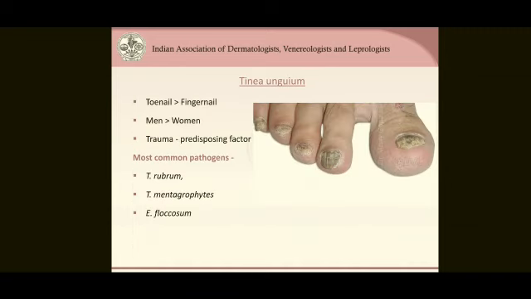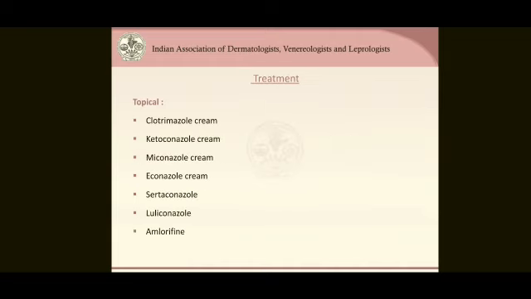This is a picture of Tinea unguium. Toenails are more commonly affected compared to fingernails. Men are more commonly affected than women, maybe due to the usage of shoes or closed footwear. Trauma is one of the predisposing factors, apart from those predisposing factors mentioned earlier. Most common pathogens are Trichophyton rubrum, Trichophyton mentagrophytes and Epidermophyton floccosum.